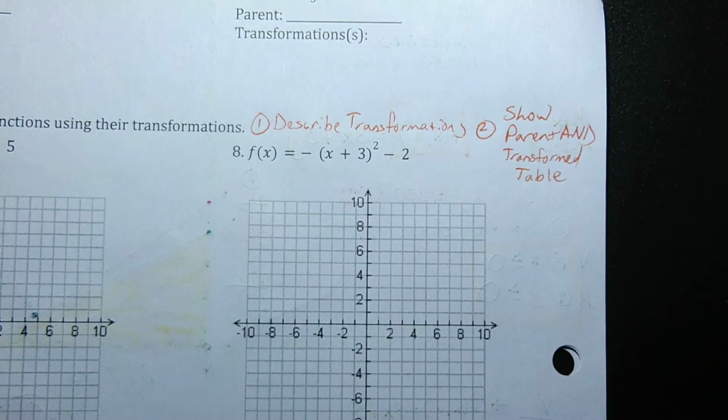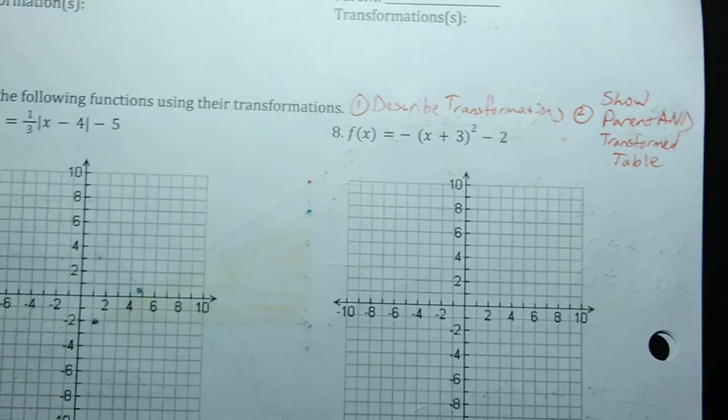You only have to graph the transformed points, but you might find it helpful to graph those parent points as well, just to make a comparison and say, does it actually match what I said it was trying to do? So describe your transformations, show your parent and transformed table. So we're going to go ahead and go through number 7 together.